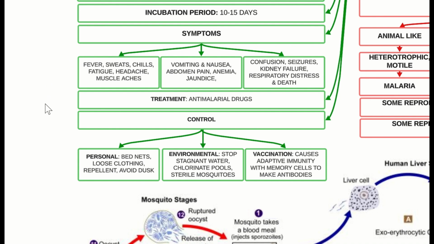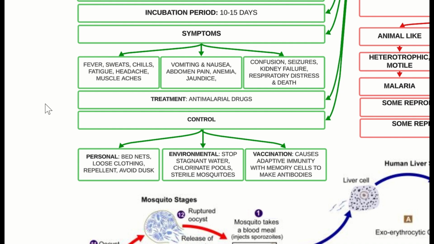With the symptoms, I've divided them into 3 classes. Number 1 is flu-like symptoms. Number 2 is about the damage being caused by the pathogen. And number 3 is the severe symptoms that can lead to death. So the flu-like symptoms, there's fever, sweats, chills, fatigue, headache, and muscle aches.